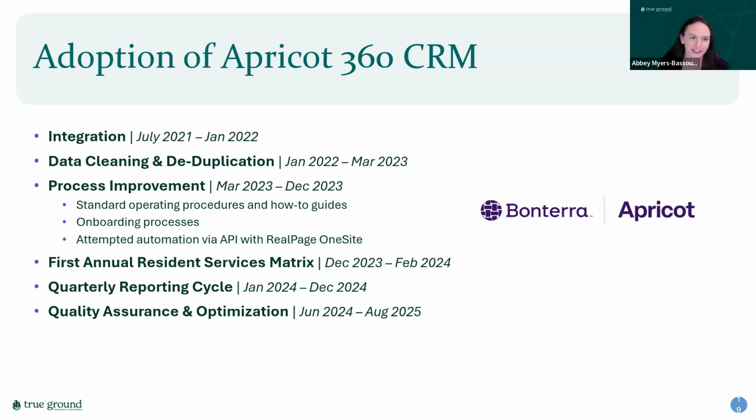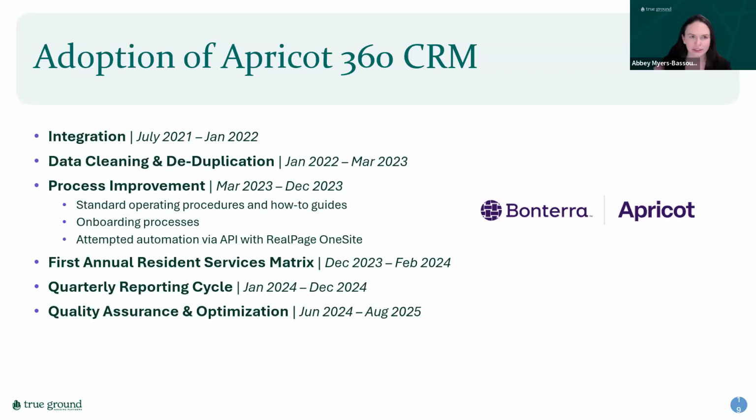And now in our current phases, we're really just trying to do more and more and scale with our growing organization. So last year, we established a resident services matrix. I believe it's 34 metrics and counting across all of our properties. And the primary data source for most of that information is Apricot 360. We've now fallen into a quarterly reporting cycle.